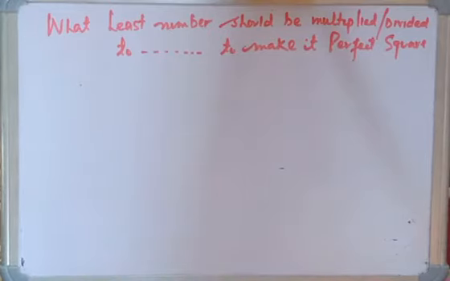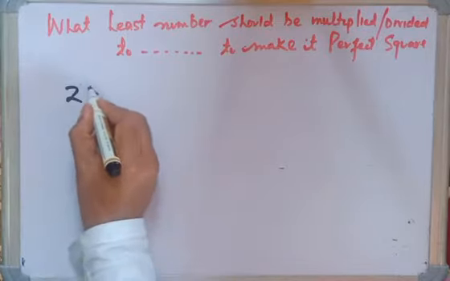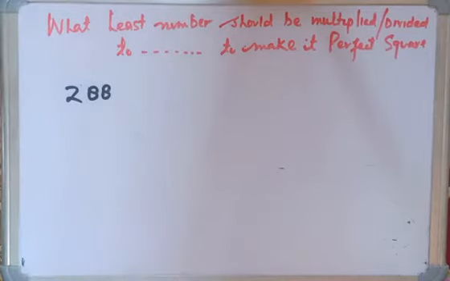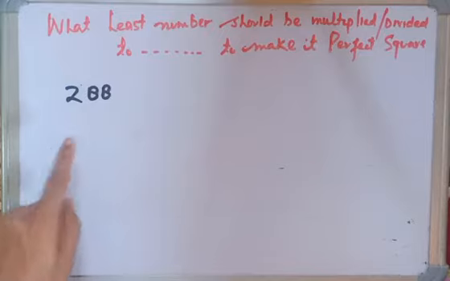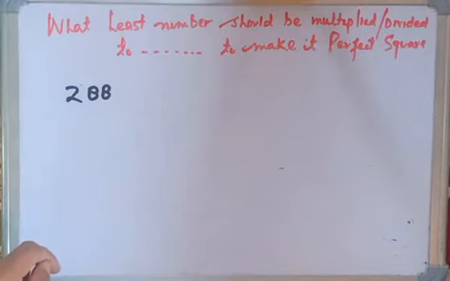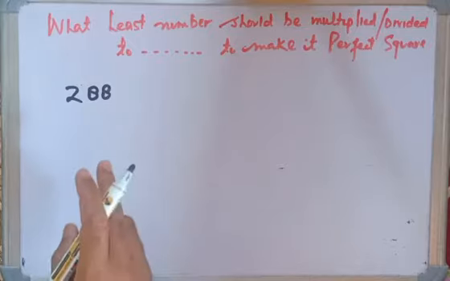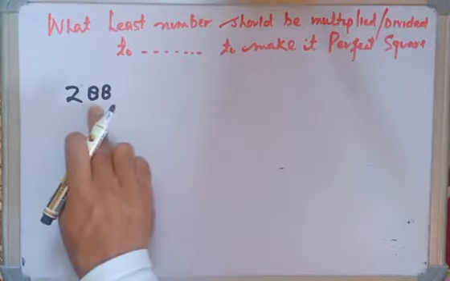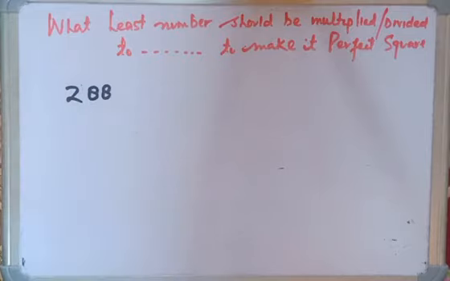Now let's take another aspect. If you are given a number and you are asked what least number should be multiplied to that number to make it a perfect square. Say for example, this is a number 288. This is not a perfect square, but you have to make it a perfect square by multiplying or dividing a least number. So you have to find the smallest number which can be multiplied or divided with this number to make it a perfect square. So what will we do?